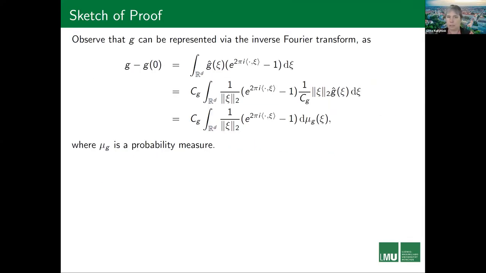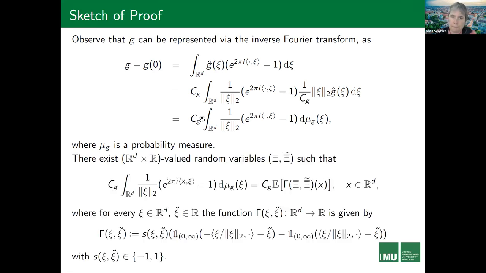So what you do, in rough terms, since it's a sketch of the proof, is you look at this expression here. This g is what you would like to approximate. It's just a constant, but then you can write it in this way, because g of 0 is just the integral over g hat of xi. So this is the inverse Fourier transform, and g you can write as g hat and then apply also the inverse Fourier transform. Then you can bring in this norm, you can bring in the C_g, and you can combine everything by declaring this to be a probability measure. And this is finite, that's the condition on g.